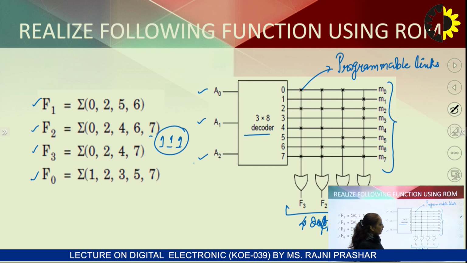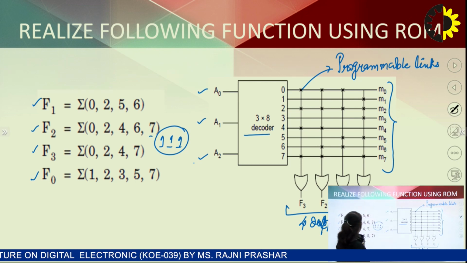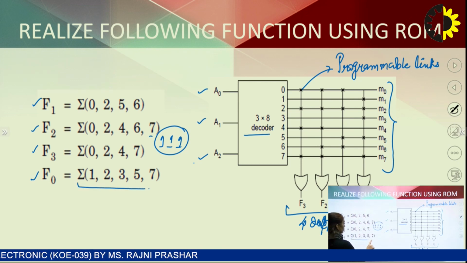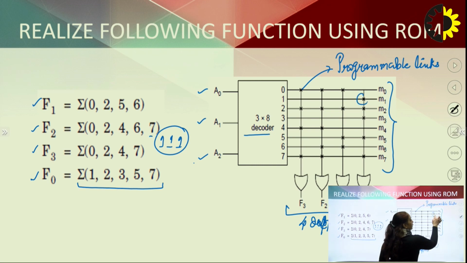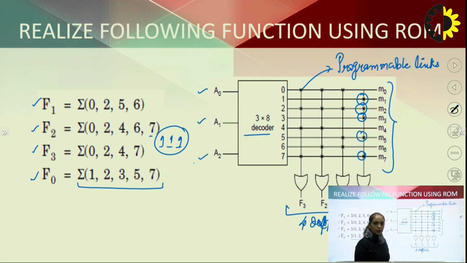So for F0, from this equation, we have the connections on 1, 2, 3, 5 and 7. Here we can see that I have marked X over 1, 2, 3, 5 and 7. So these links are connected, and the rest of the links are open. Whenever the appropriate address lines are there, on these lines we are going to have some output.